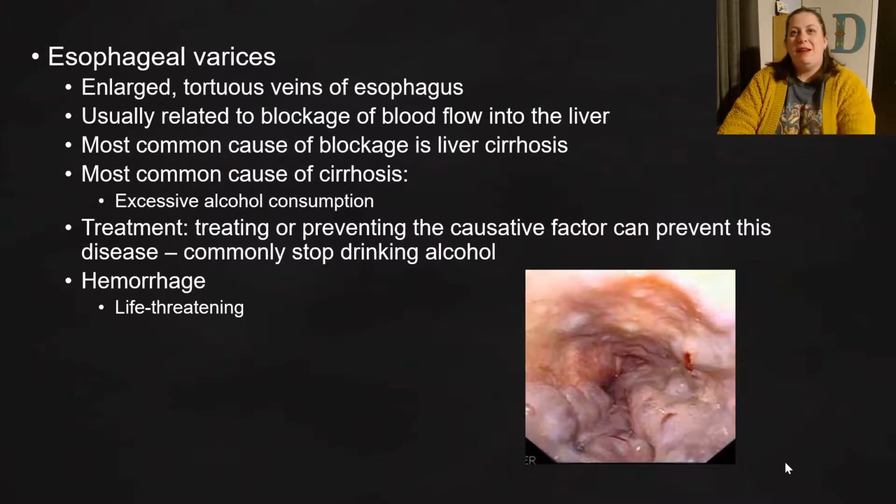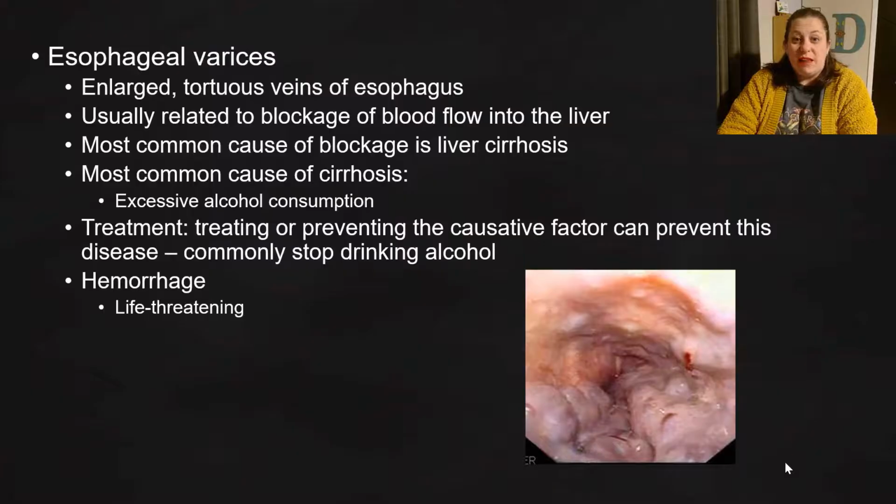Another thing that we can end up seeing on the esophagus is what we call esophageal varices. These are enlarged, tortuous veins of the esophagus, and so these are known as varicose veins of the esophagus. Most of the time when we think of varicose veins, we think about them especially in our legs, where it's this bulging of the vein that's present. This can also happen pretty much anywhere in your body, but in this case, it's on the esophagus.